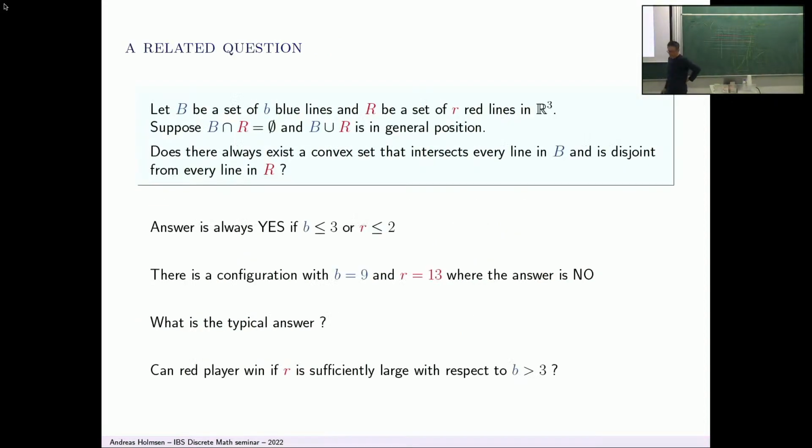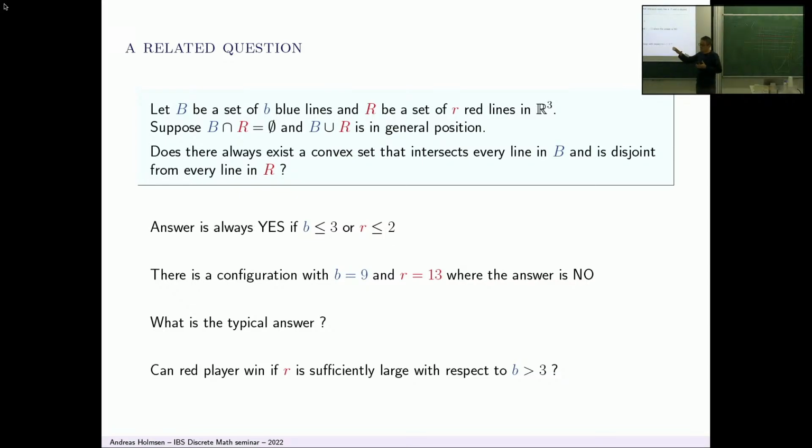Now there are some other questions. Here's a related question, and this is a question we don't understand at all. I don't really know if it's interesting, but it's interesting because we can't really say anything about it. It's related to the hyperboloid or paraboloid construction. So take a set of B blue lines and R red lines in R3 in general position, and suppose that the blue and red lines are distinct. They're all generic lines. Is there a convex set that intersects the blue lines and is disjoint from all the red lines?